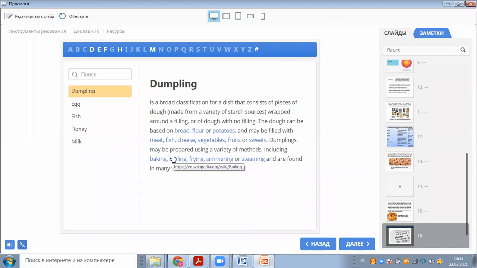Yes, dumpling is a broad classification for a dish that consists of a piece of dough made from a variety of starch source and wrapped around a filling, or dough with no filling. And the dough can be based on bread, flour, or potatoes, and may be filled with meat, fish, cheese, vegetables, fruits, or sweets. And dumplings may be prepared using a variety of methods, including baking, boiling, frying, simmering, steaming, and found in many world cuisines.